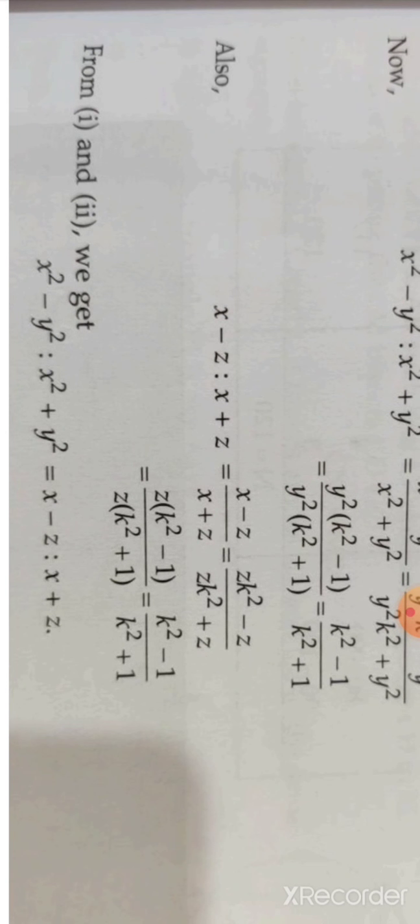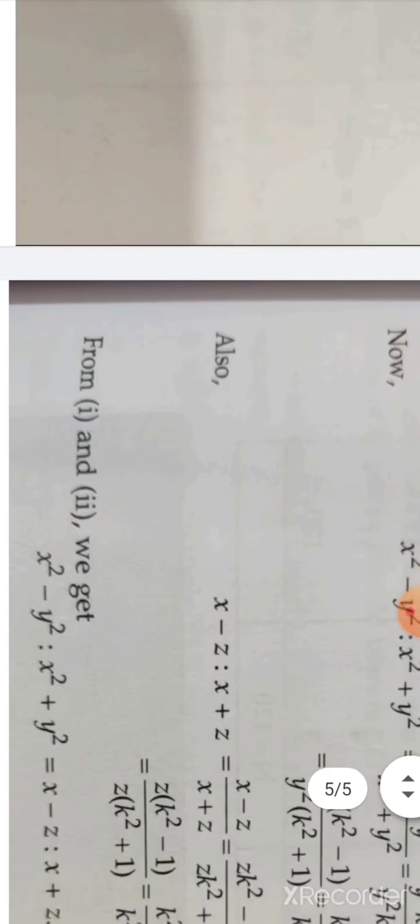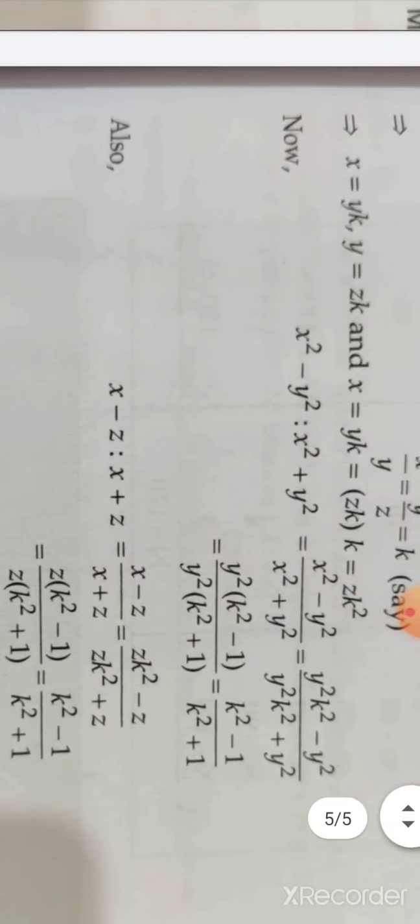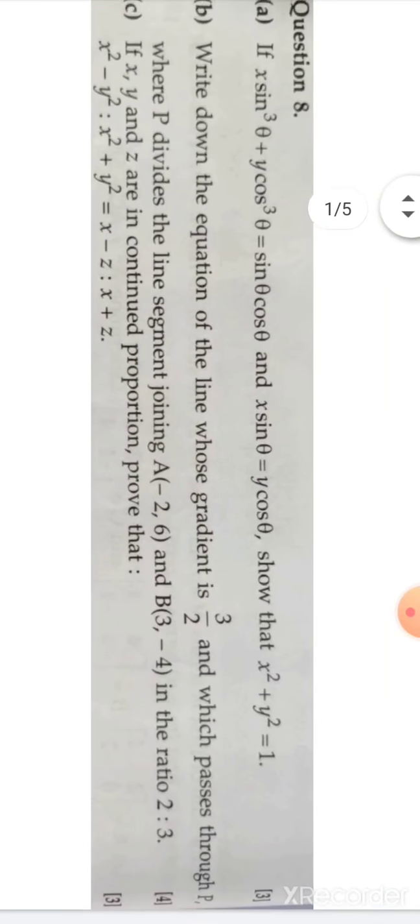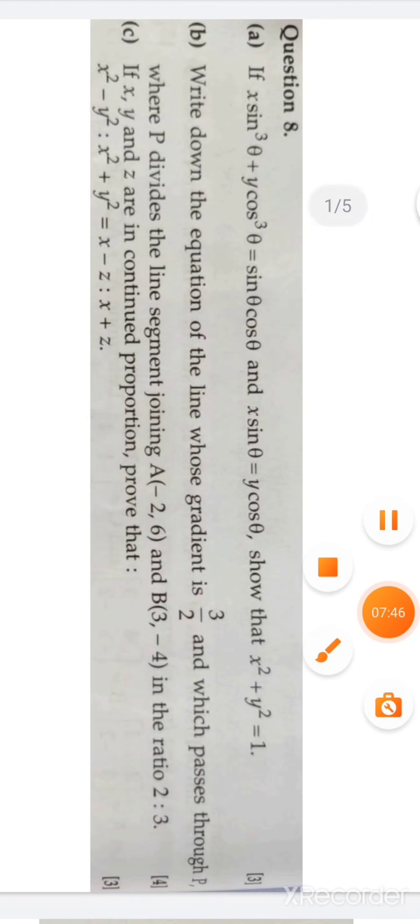So we have shown LHS is equal to RHS, which means our proof is completed. We have solved this question. So this is our final answer, the proof part completed of question number 8, C part. So question number 8 we have completed.